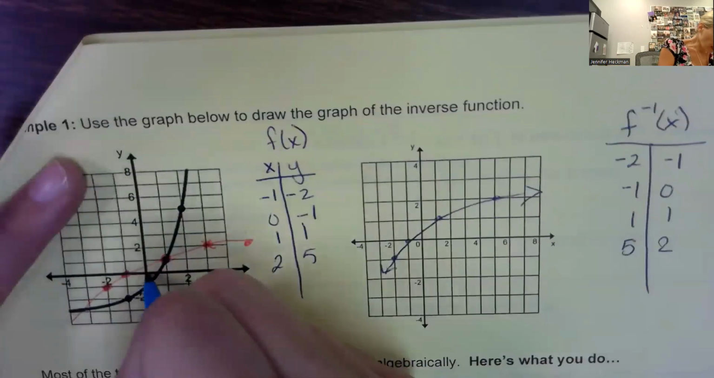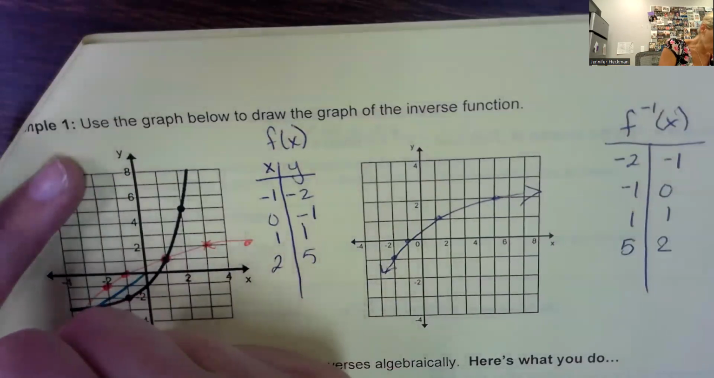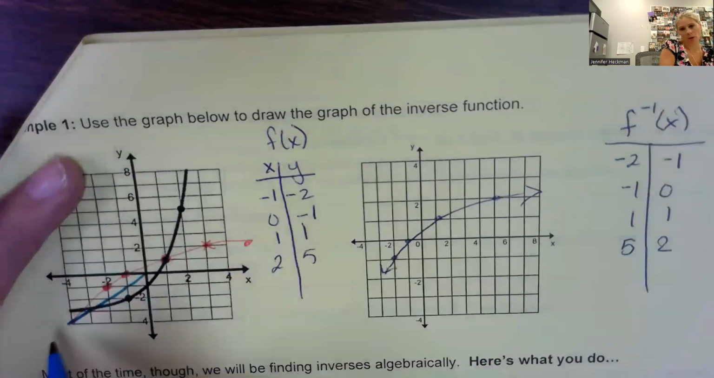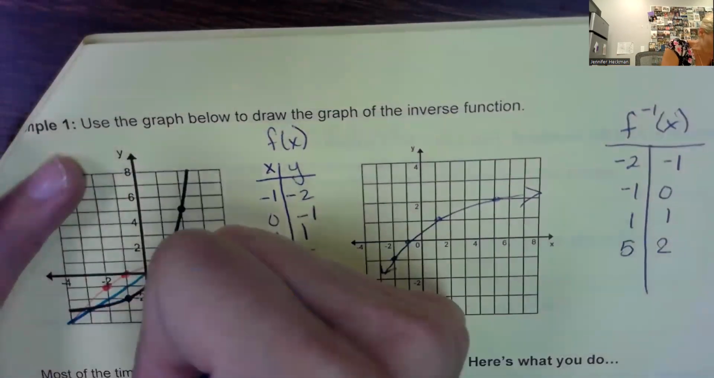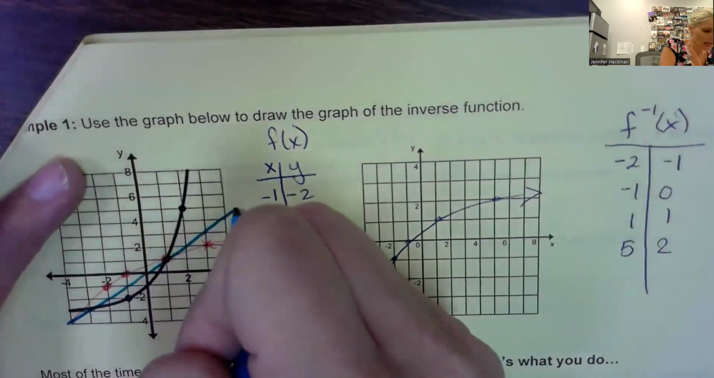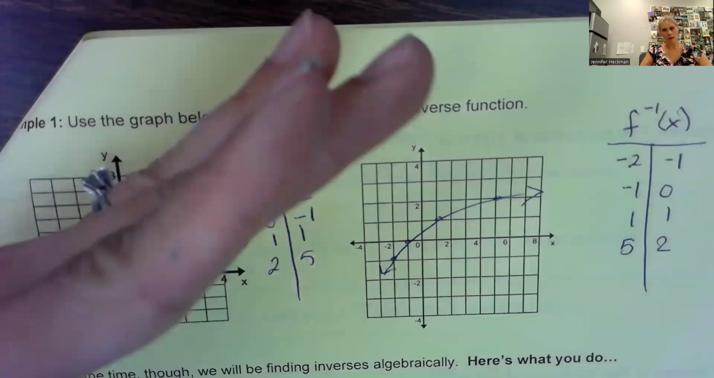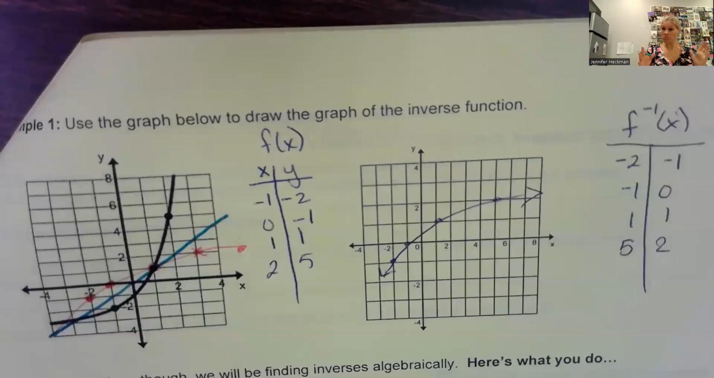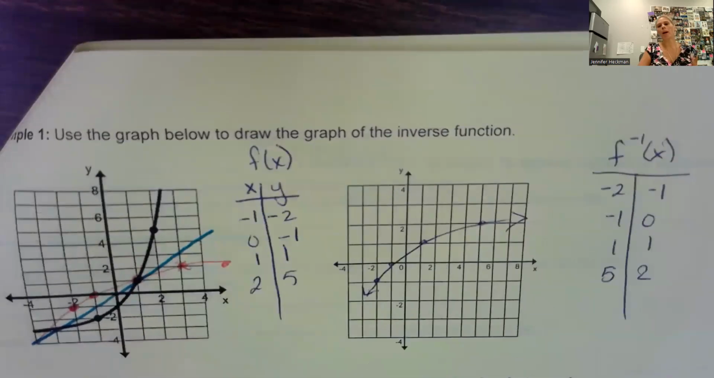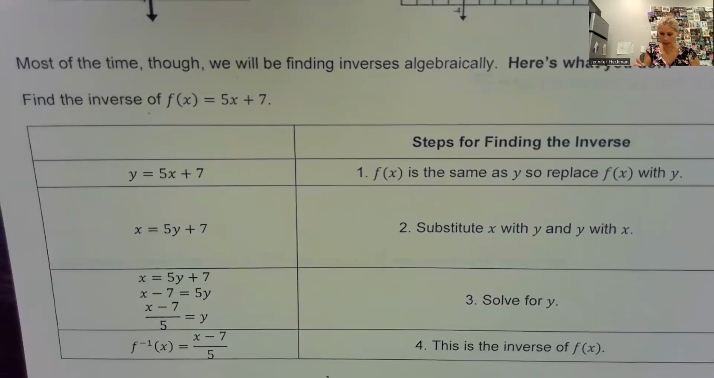So if we wanted to, I could draw, of course, my point right there didn't match up so well. Y equals x, and it should be a reflection over that y equals x. Kind of neat. But we are also going to do this algebraically. So here's what we do algebraically.